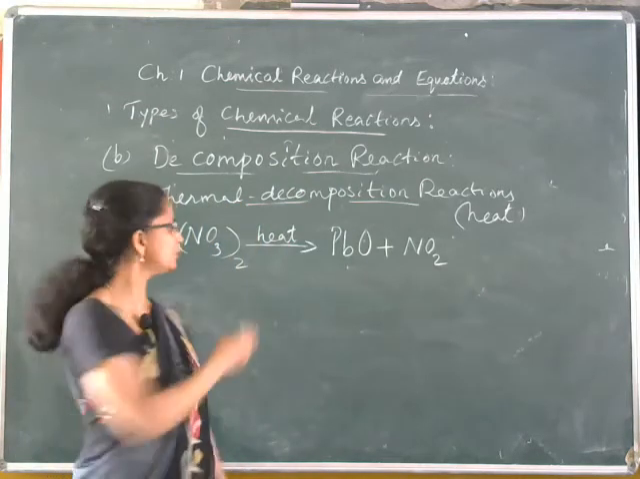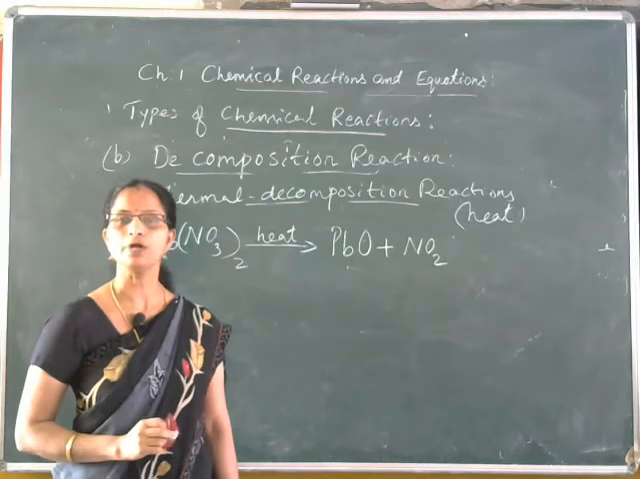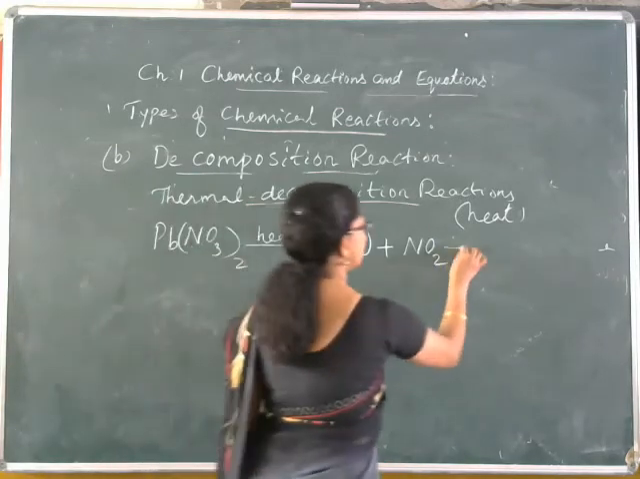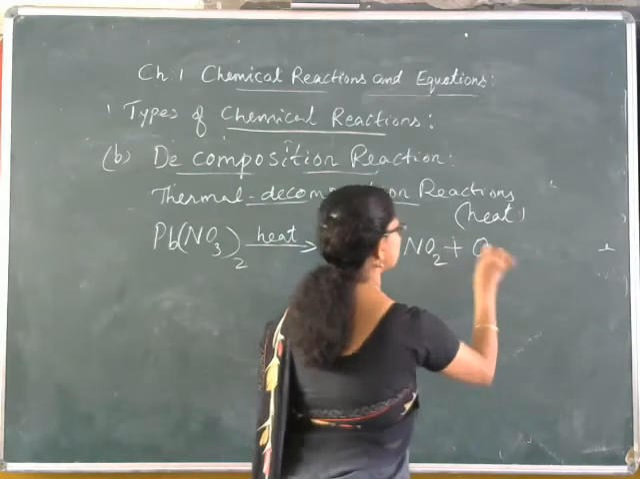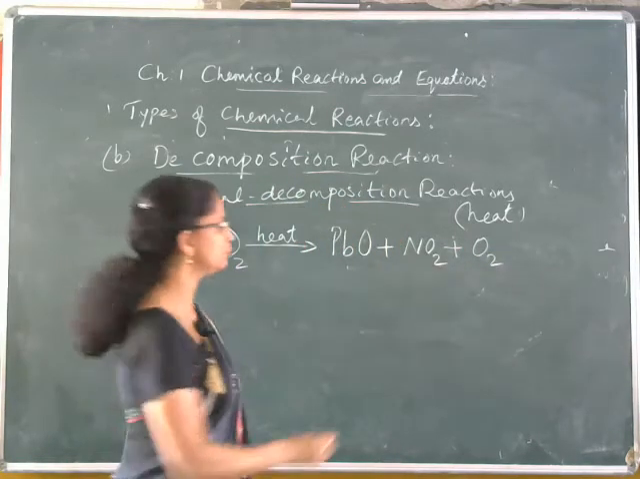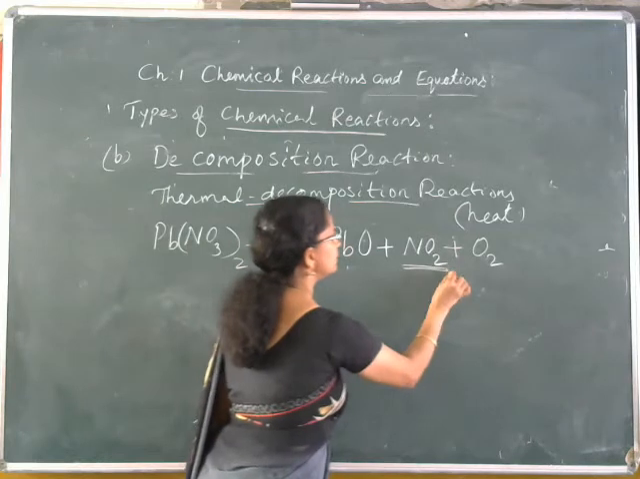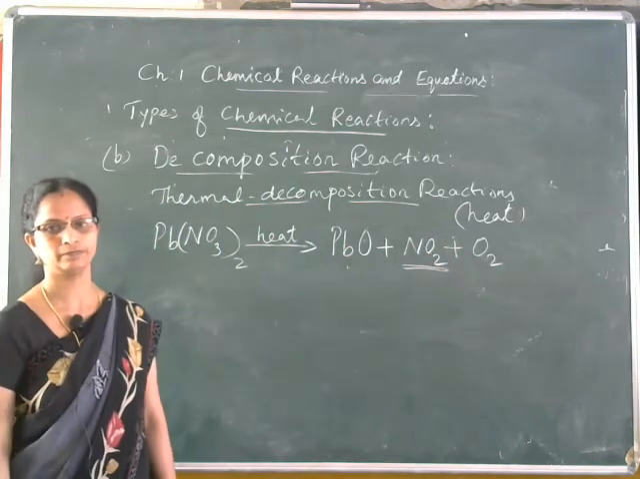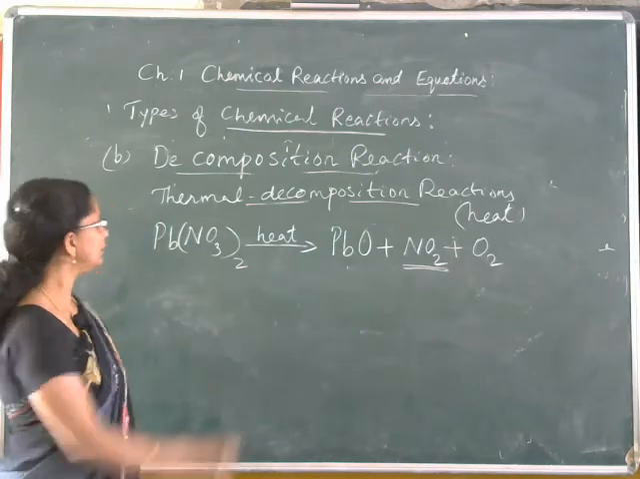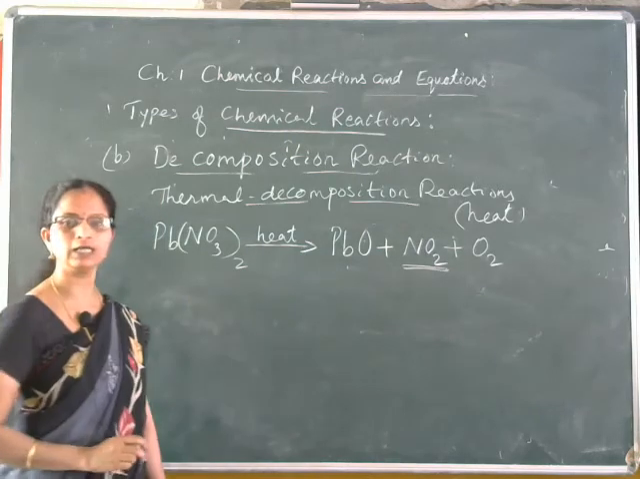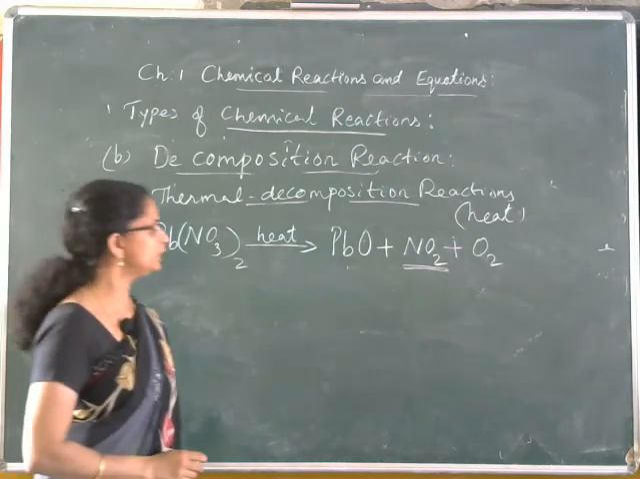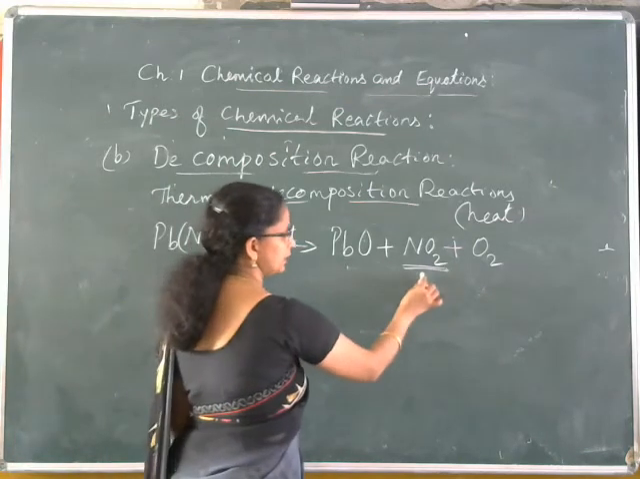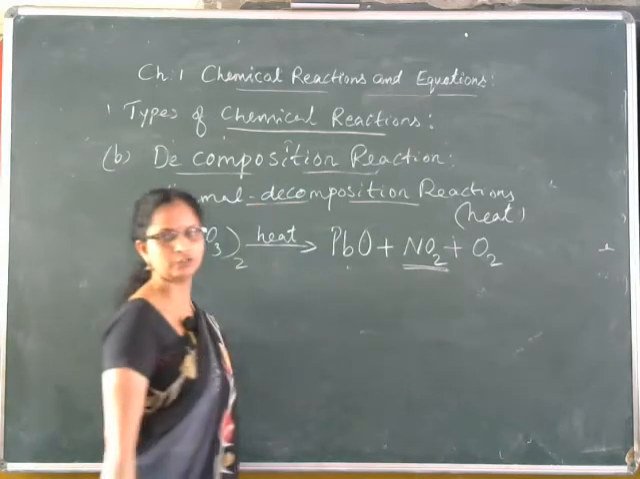We can see that on heating lead nitrate, some brown fumes come from the test tube along with the release of the colorless, odorless gas, oxygen. And that brown fumes is due to the release of the gas nitrogen dioxide. So again what happened here is lead nitrate, which is a single substance, on absorbing heat energy splits into three products: lead oxide, nitrogen dioxide, and oxygen.